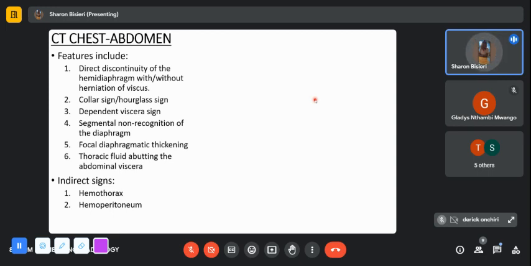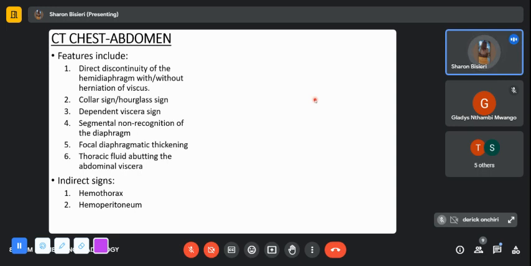You can also pick a dependent viscera sign. In this case, when the patient is lying supine and there's a ruptured diaphragm, the viscera will tend to want to move towards the dependent area within the thorax. So it has a higher tendency of herniating through the ruptured area when the patient is supine. So this can be picked on a CT chest.